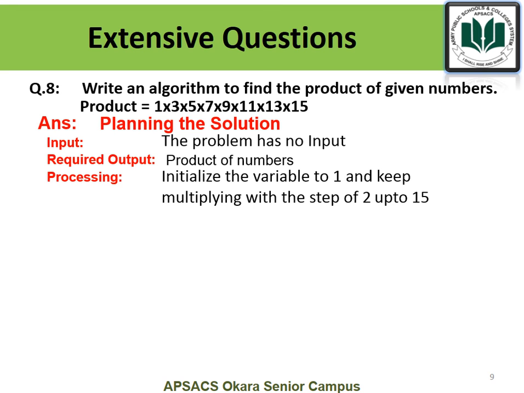We will take the first variable 1, and we will be multiplying the 1 with the step of 2. Step of 2 means adding 2 to 1 and then multiplying. 1 plus 2 is 3, so 1 multiply by 3. Then 3 plus 2 is 5, so 3 multiply by 5. Then 5 plus 2 is 7, so 5 multiply by 7. Then again 7 multiply by 9. Again 9 multiply by 11. Whatever your answer comes out to be.